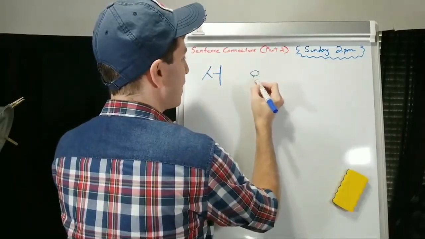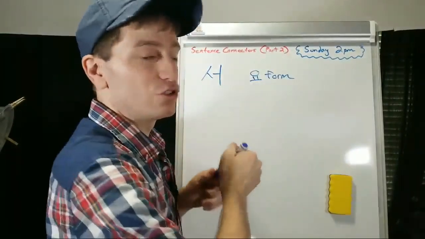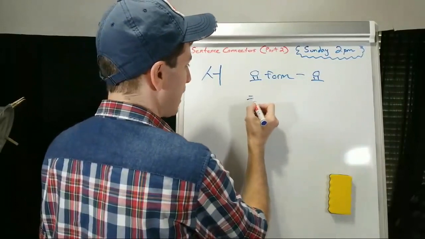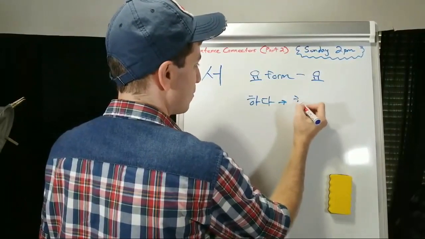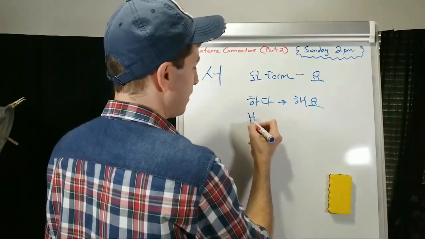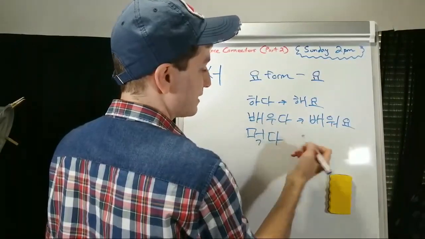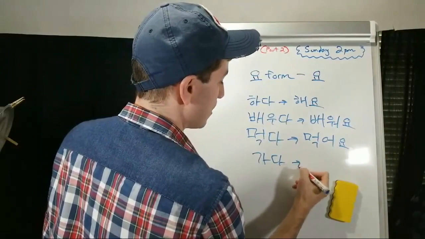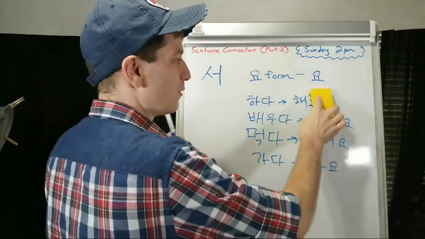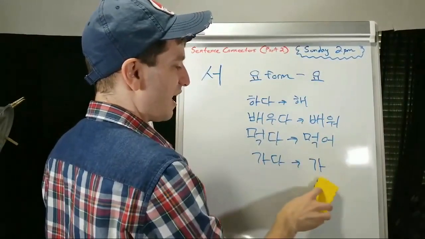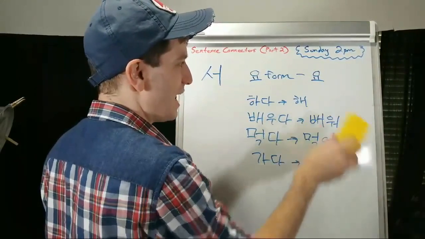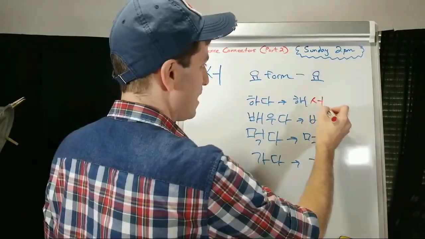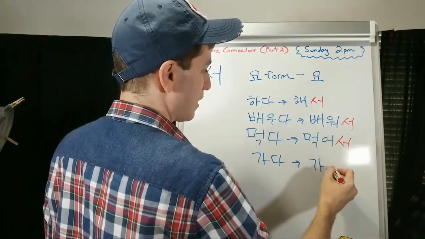But it doesn't have special conjugations. To make it, you conjugate the 요 form, but you don't use the 요. For example, 하다 becomes 해요. 배우다 becomes 배워요. 먹다 to eat becomes 먹어요. And 가다 to go becomes just 가요. So we take the 요 form, we remove the 요. So now we just have 가 for 가다, 먹어, 배워, 해, and then we attach 서: 해서, 배워서, 먹어서, 가서.